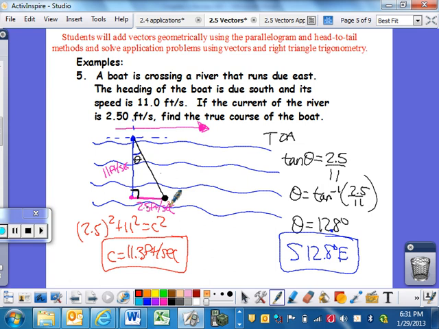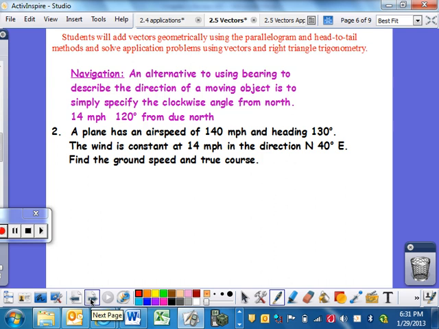Okay, but if I just ask for the true course, you just want the angle, and there'll be a few more examples of this now. Okay, if I ask you about navigation, I kind of did the bearing before because I haven't talked about this, but you also have what we call a heading.